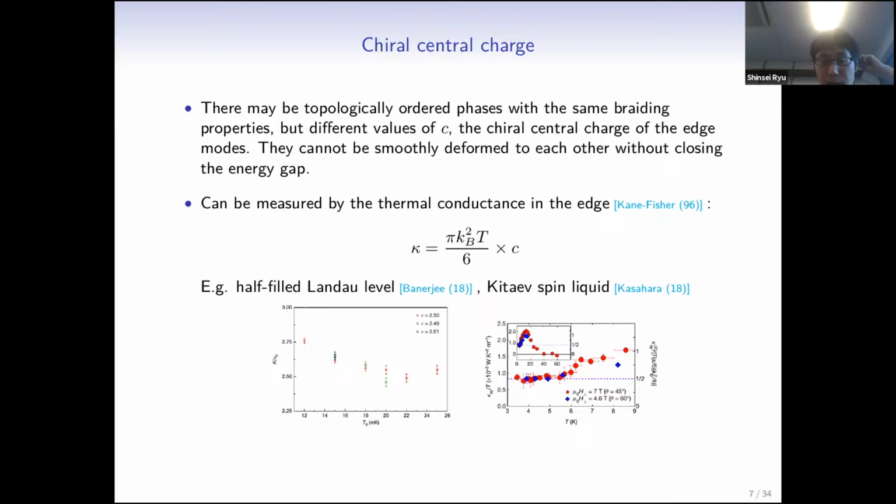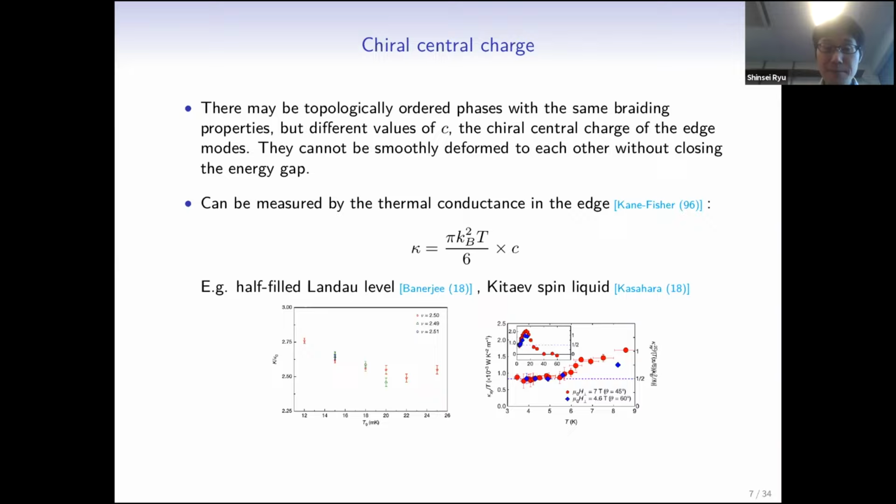This is particularly important because this chiral central charge can be measured by a transport measurement. It's related to thermal conductance at the edge, and this has been measured experimentally in these systems. And this provides very important information on the topological order state realized in the experiment.